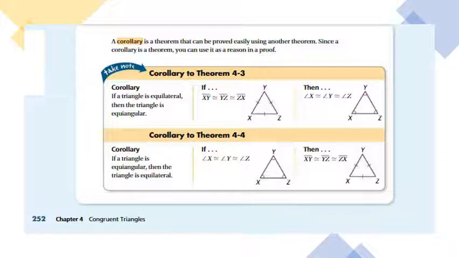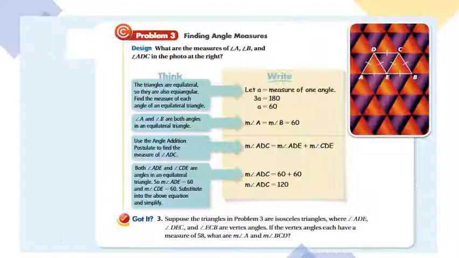In the triangle, if they give you that the three sides are congruent, then the three angles are congruent. The corollary to theorem 4-4: if they give you that the three angles are congruent, then the three sides are congruent. Very easy and simple. Let's see next. Problem 3, finding angle measures.